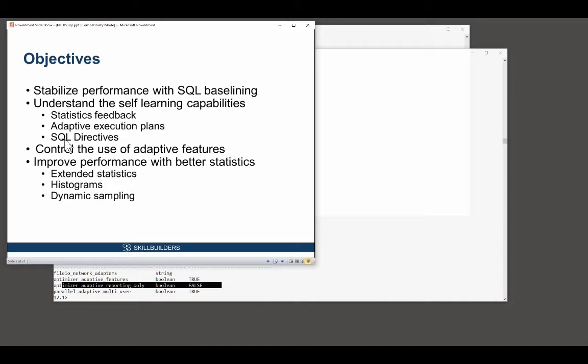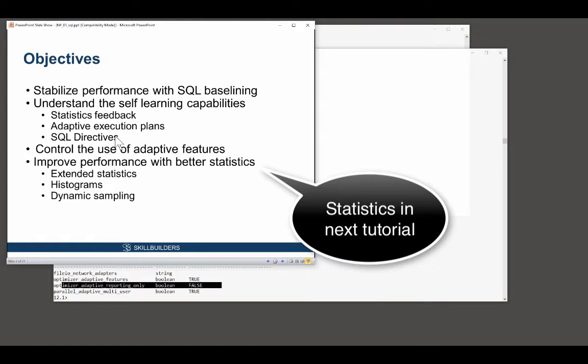SQL directives are the enabling technology for a lot of the statistics feedback self-learning capability, a lot of the parsing self-learning capability, and can result in significant amounts of dynamic sampling, which has also changed a bit as well.